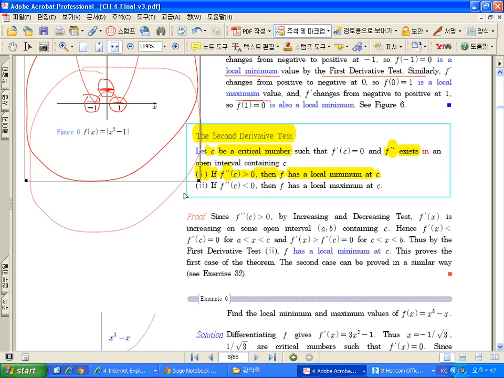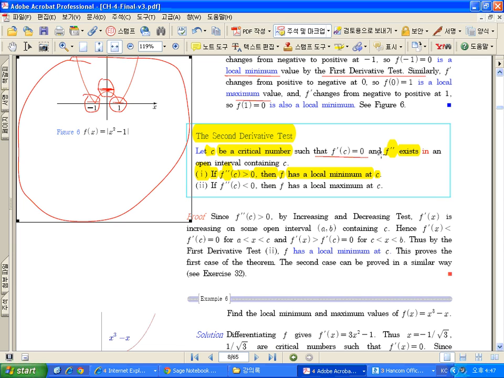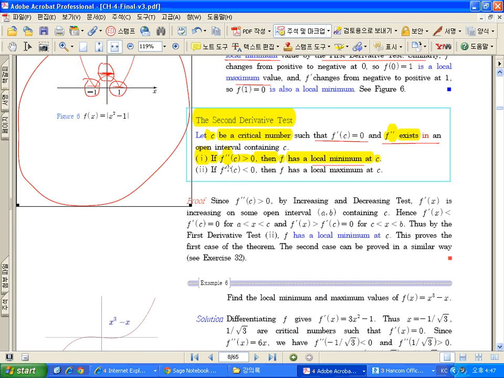The second derivative test says this. If c is a critical number such that f prime of c is equal to 0, and f double prime of x exists in an open interval containing c, then we can have 2 statements. If f double prime of c is bigger than 0, then f has a local minimum. What that means is the second derivative is positive, so the slope is increasing, from negative to positive. So you can expect it has a local minimum.